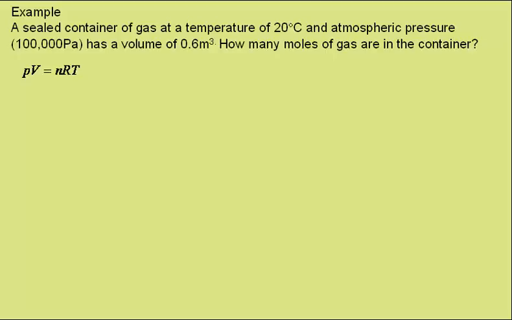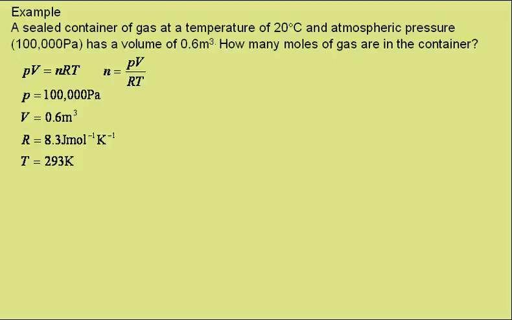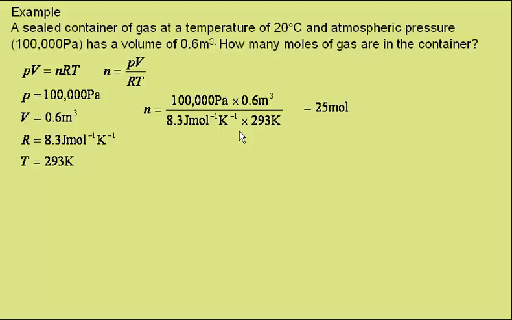Well, for this we need to use the ideal gas equation, and we can rearrange for the number of moles as pressure times volume over the molar gas constant times the Kelvin temperature. Putting in the figures we know, we've got the pressure at 100,000 pascals, the volume 0.6 cubic meters, the molar gas constant 8.3 joules per mole per Kelvin, and 20 degrees Celsius is 293 Kelvin. We can then put in the values given, and we get an answer of 25 moles.